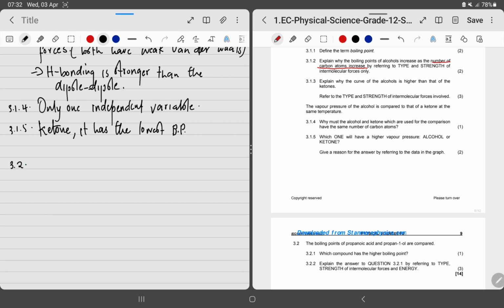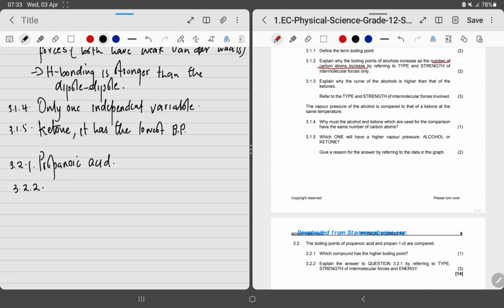3.2. The boiling points of propanoic acid and propan-1-ol are compared. 3.2.1. Which compound has the higher boiling point? It is the carboxylic acids, of course. So it is the propanoic acid.